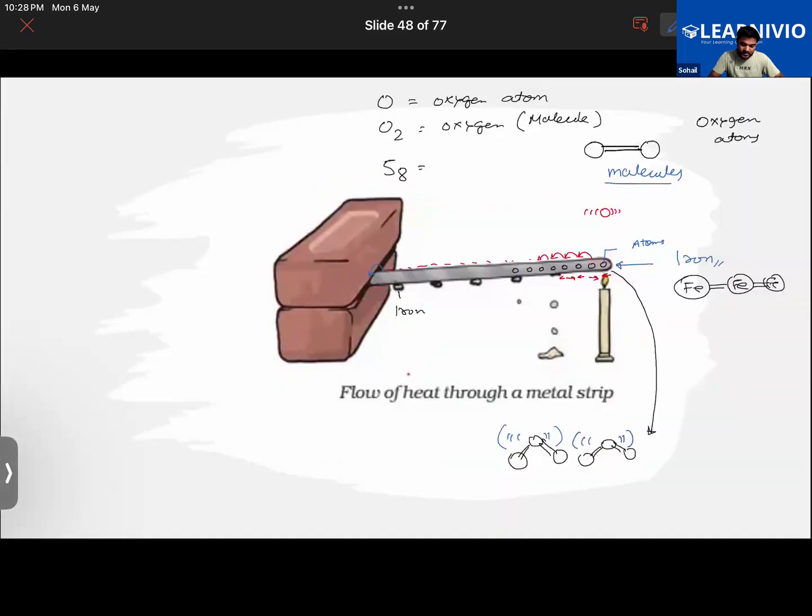And then we have also studied this moments ago. There are some objects which are good conductors of heat, some which are bad conductors of heat. The conductors and insulators which we have studied moments ago. Okay.